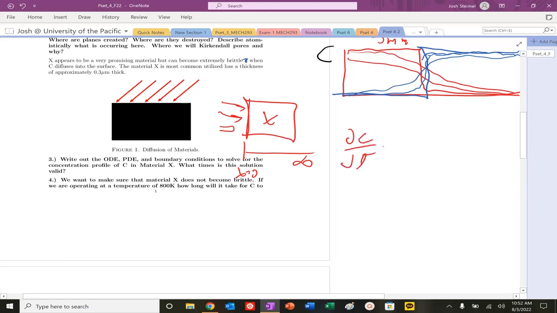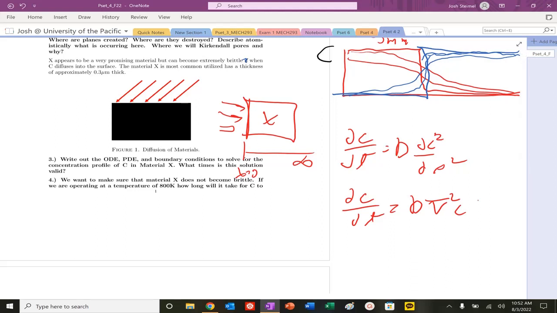dc/dt equals D d²c/dx², or more generally dc/dt equals D ∇²c. This is Fick's second law. So that's my ODE. My PDE is the one that we've worked with previously, remember? We don't want to solve PDEs in this class if we don't have to, because it's going to take a lot of work.